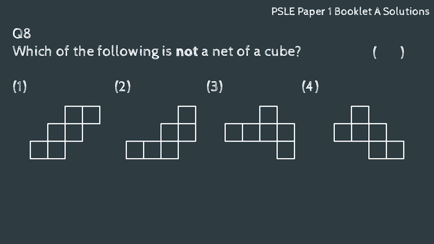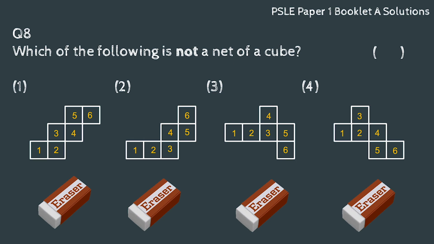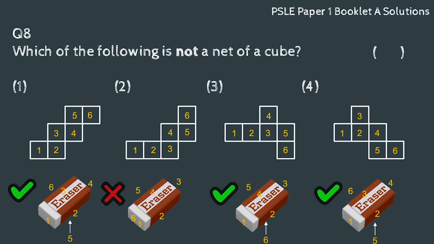First, we number each square in our options like this. Now, we number the sides of an eraser according to the net cube given in the options. As such, we notice that option 2 is the answer, as the first and the 6th side overlaps, which does not form a net cube.